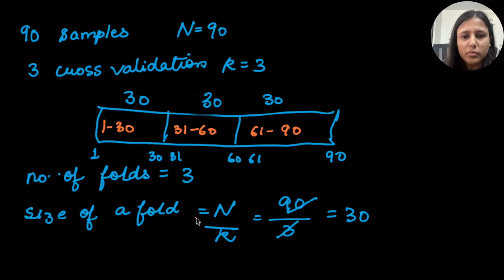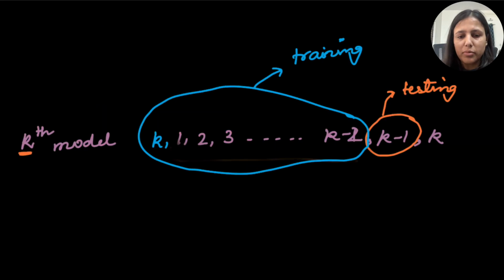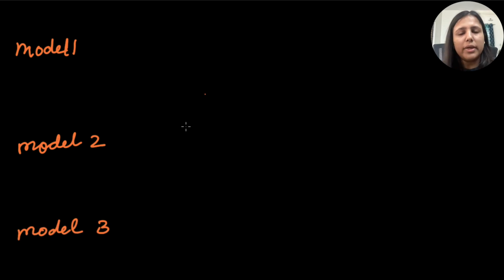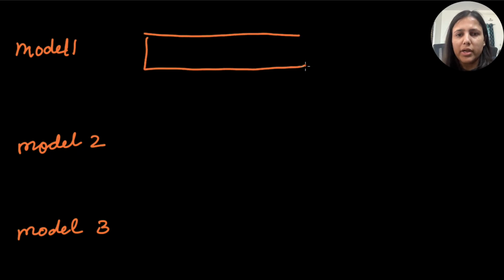Now every time I'll train a model. How many models will I train? We'll train k number of models, right? K models are trained and evaluated. So we have to train model 1, model 2 and model 3. Now tell me, how are we going to use the folds for training and testing?